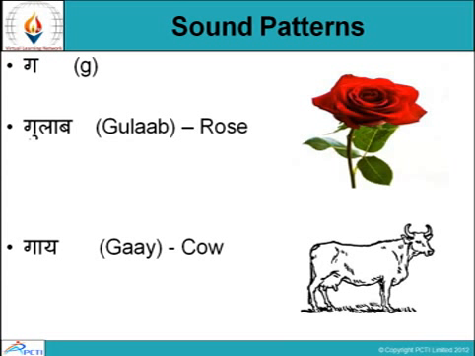Next is cow. Cow is what? Gai. Indians usually pray to the cow. They call her their mother. The cow is worshipped by Hindus. It also gives us milk. In Hindi we call it gai.